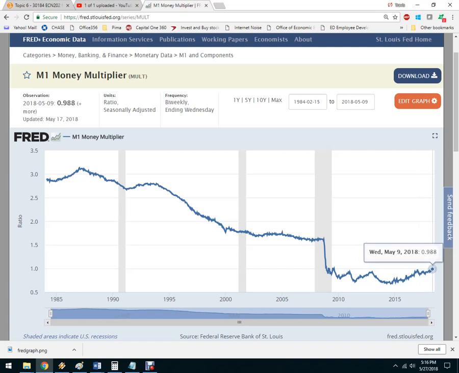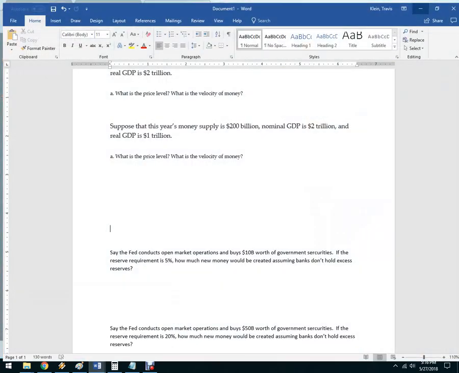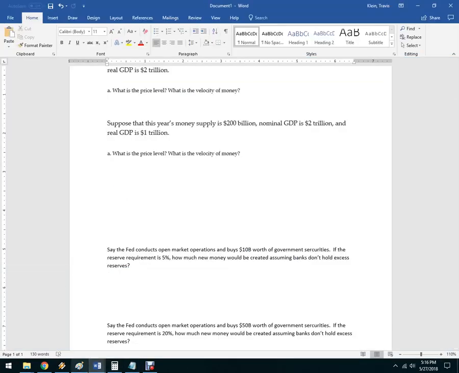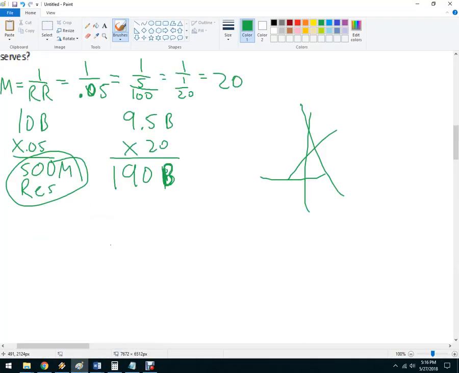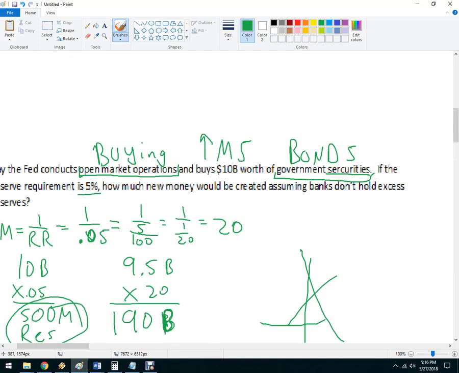What's kind of interesting about this is it's now less than one. So if the Fed were to do either of these things, because the money multiplier was like 0.9, basically $10 billion in purchases is going to get less than a $10 billion increase in the money supply. So that's kind of interesting.